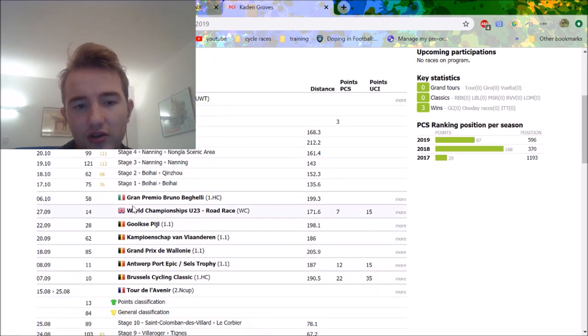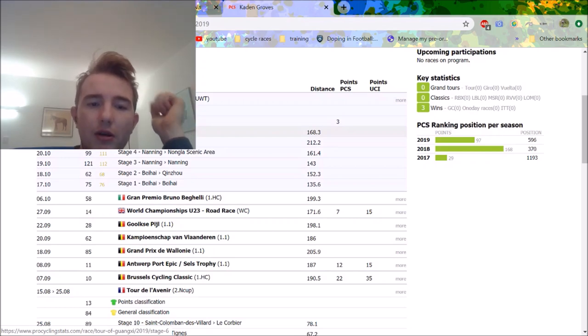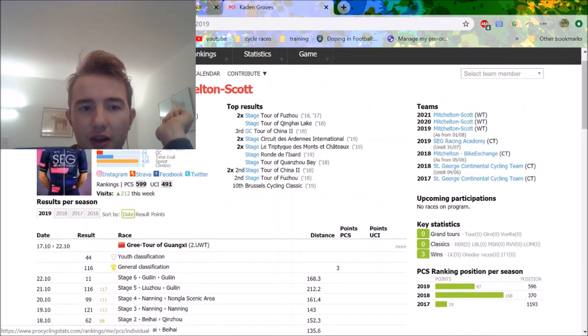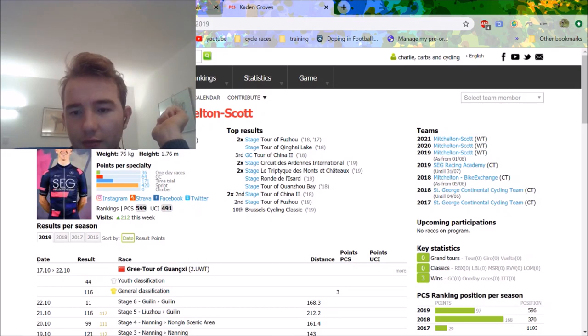Obviously he was a stagiaire then, but that's still pretty mega. And then some of these other ones: 14th in the under 23 Worlds, and then Guangxi got 11th at the World Tour race, which is pretty solid. So all in all, top season for the bloke. I think he's going to go very, very well this year.